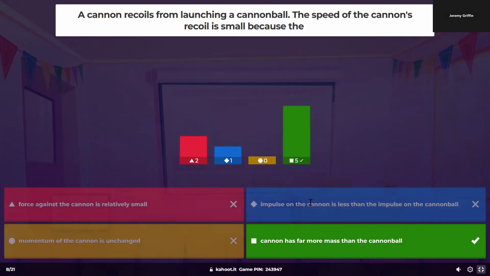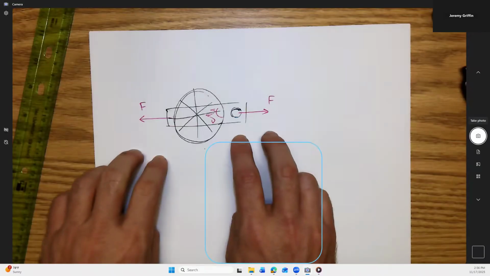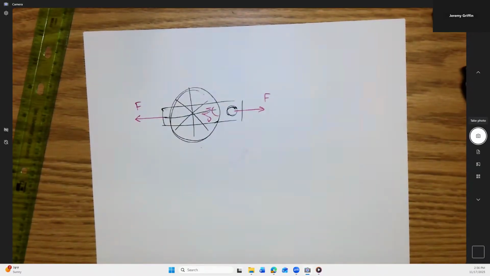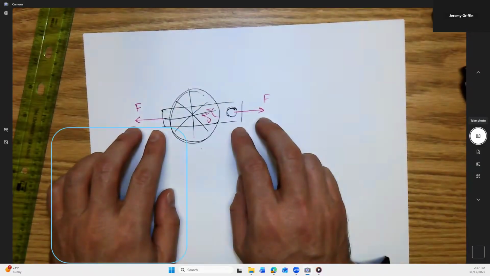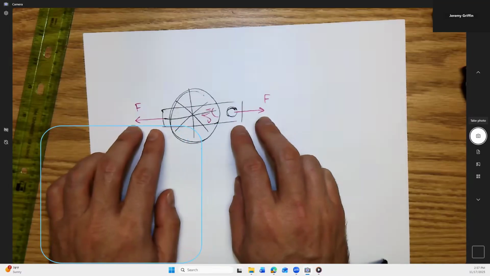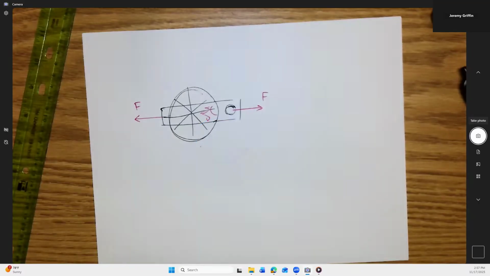Impulse on the cannon is different than the cannonball. No, again, impulse is also the same. You guys saw that question earlier. So if we go back to this figure, there's an equal and opposite force. It's the same force on the cannonball as back on the cannon, also for the same time interval. So same force for the same time. They're getting the same impulse. Impulse on the cannonball to the right equals impulse on the cannon to the left.